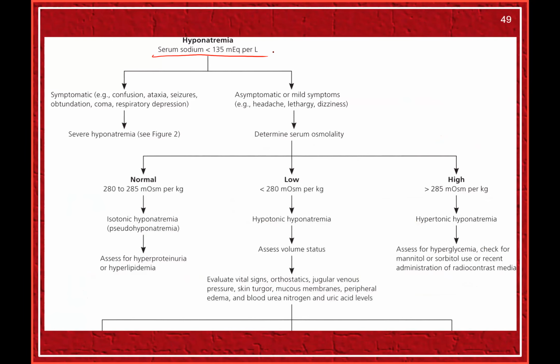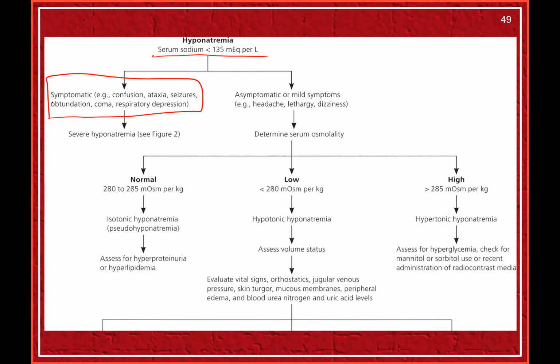Then the immediate question is, is the patient symptomatic or asymptomatic? Why is that important? If he is symptomatic, the disease will progress faster and you require immediate treatment, and you may have to treat it on an emergency basis. So what are the symptoms of symptomatic hyponatremia? Mostly CNS; hyponatremia doesn't cause any other symptoms. Like confusion, ataxia, seizures, obtundation, coma, and respiratory depression. Remember, these will be similar symptoms for hypernatremia also. But the serum sodium is the guide: less than 135 is true hyponatremia.